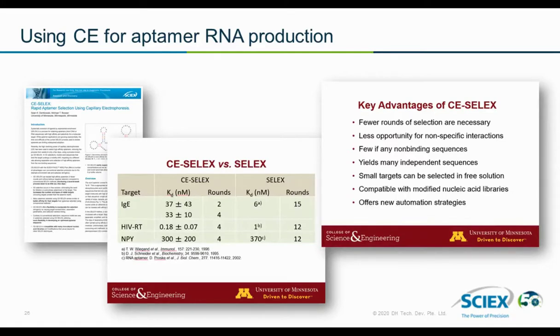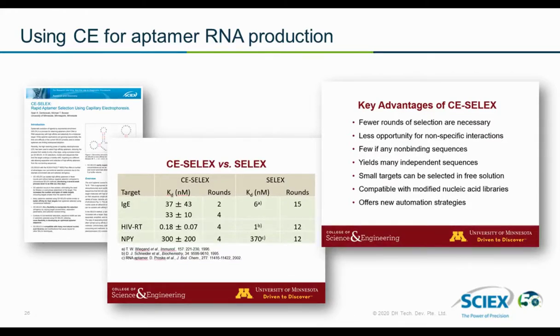And here you can see some of the key advantages. There's an application note for anyone interested in using CE for aptamer RNA production, which is present on the CIEF website. Here you can see some of the key advantages of CE SELEX. It automates the process, but it also means you need fewer rounds of selection using this approach, which speeds up the selection of the aptamer RNA which you want to purify.